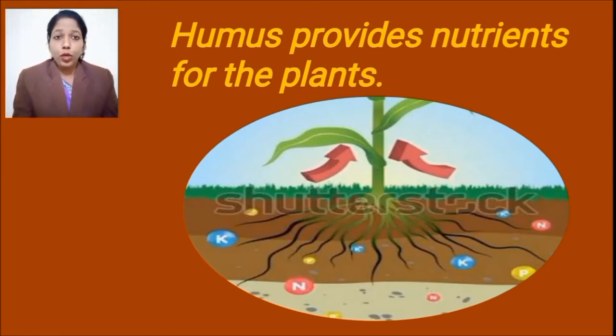Plants absorb nutrients from the soil through their roots. You can see here, plants stay fixed in the soil with the help of their roots. So, plants absorb nutrients from the soil. Who provides nutrients for the plant? Humus provides nutrients for the plants.